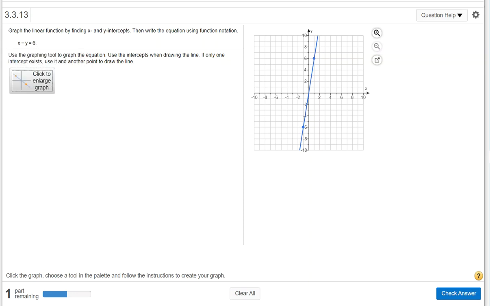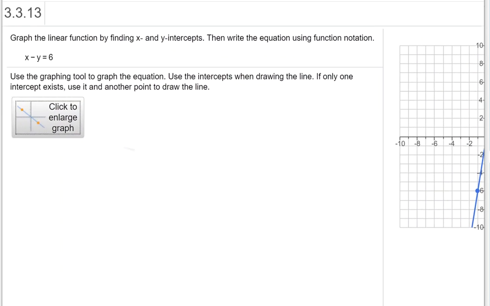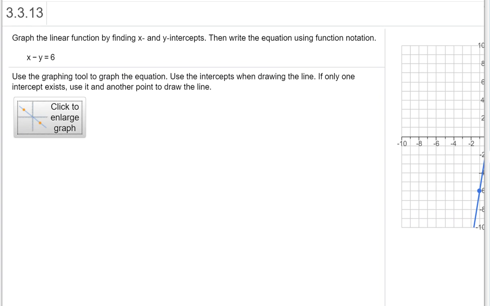In this video, I'd like to help clarify a couple of the questions that I've gotten from students so far on MathXL. As you're working through the recent assignments, you may come across this particular question. This one comes from Chapter 3, Section 3, and it's number 13. Our goal is to graph the linear function by finding x and y intercepts with this particular example.